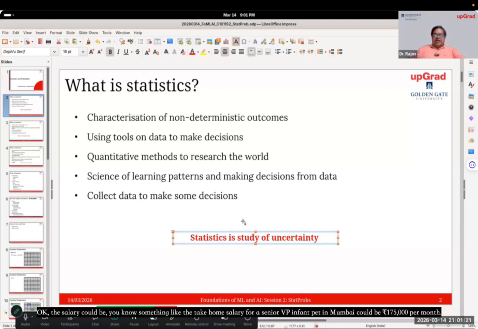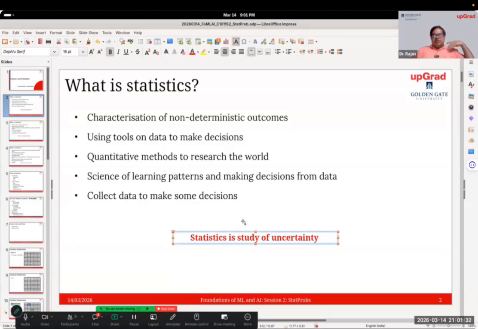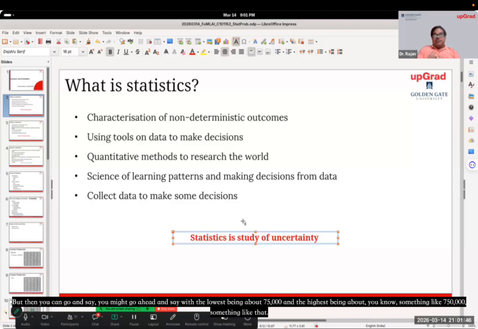The take-home salary for a senior VP in fintech in Mumbai could be something like 175,000 rupees per month. The way you speak itself tells you that there's a comma, because that's just some number, which might be true or not true. But then you can go ahead and say, with the lowest being about 75,000 and the highest being about something like 750,000.